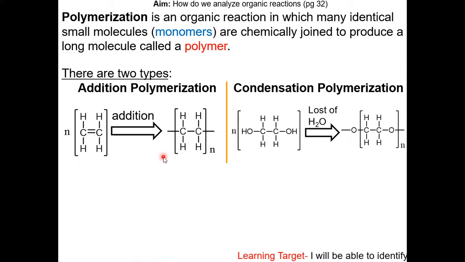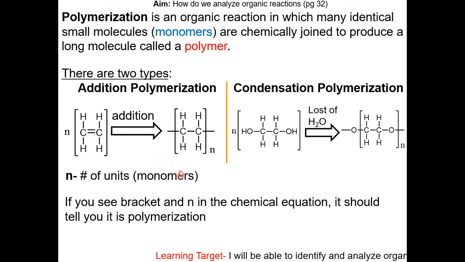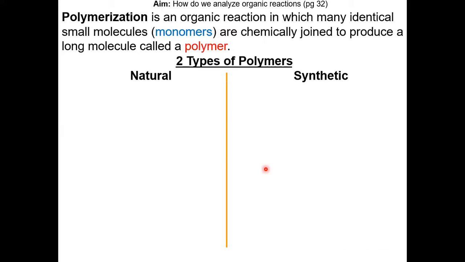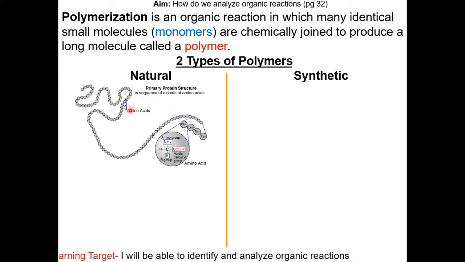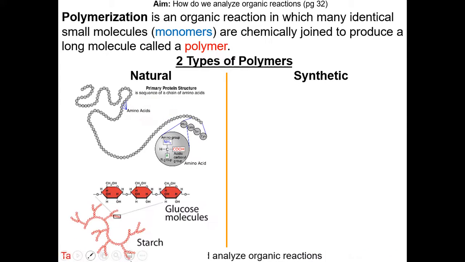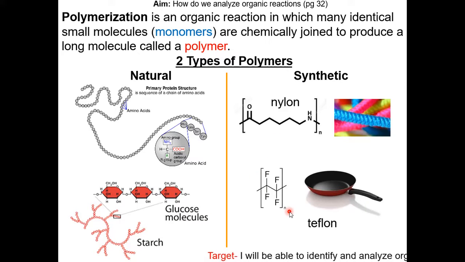If you look for the similarities between these two equations, they both have N and a bracket. N stands for the number of units or monomers. If you see a bracket and N in the chemical equation, it should tell you that it is a polymerization reaction. There are two types of polymers, natural and synthetic. Here are some examples. Protein is a natural polymer. Amino acid is a monomer. Starch is a natural polymer. Glucose is the monomer. For synthetic polymers, nylon is used for clothes and Teflon is used for nonstick pans.